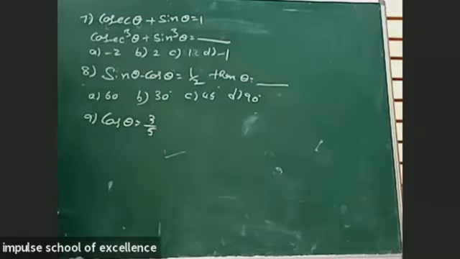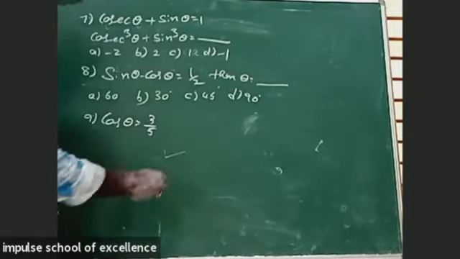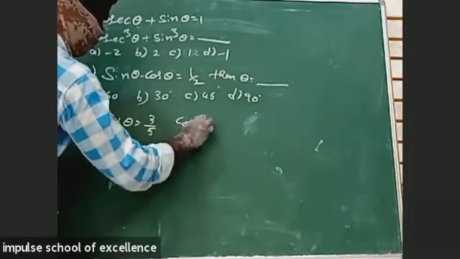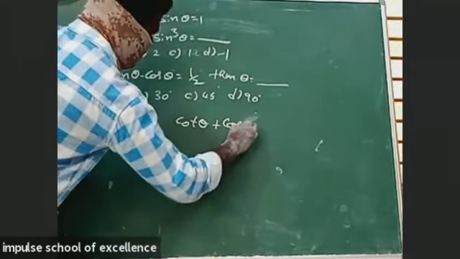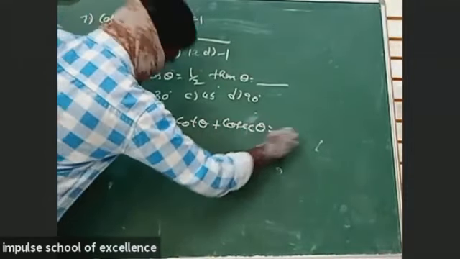Cos theta is equal to 3 by 5. Then the value of cot theta plus cosecant theta is equal to dash.